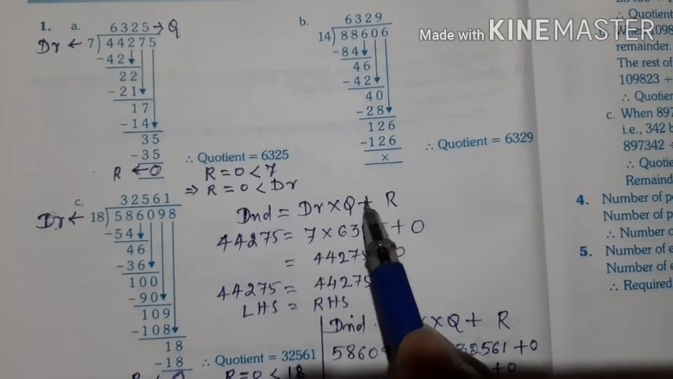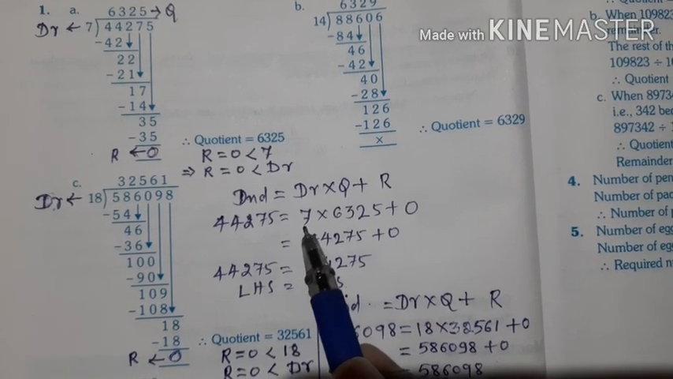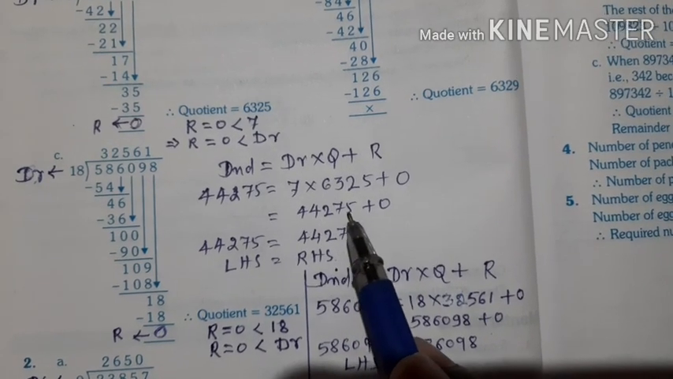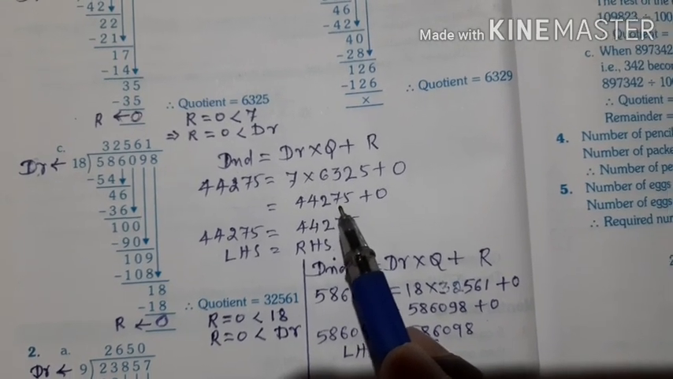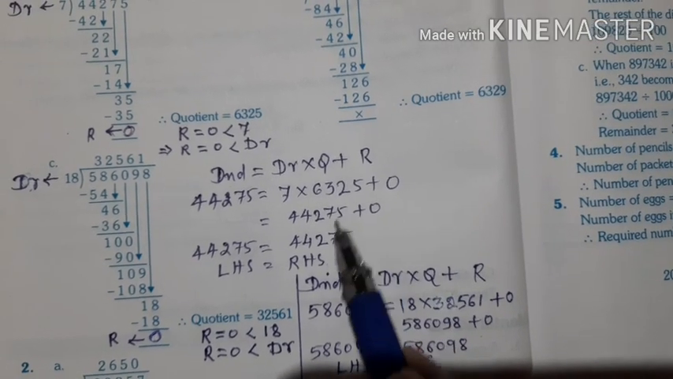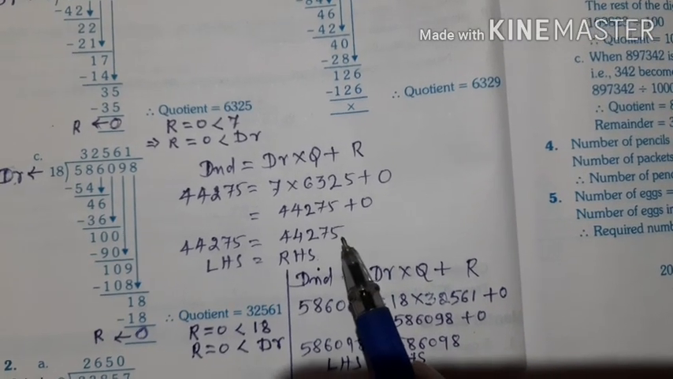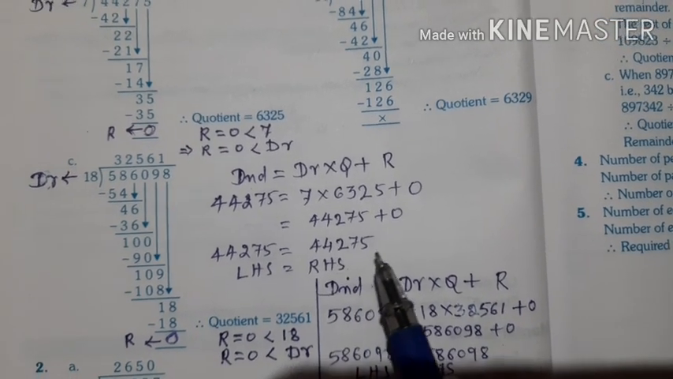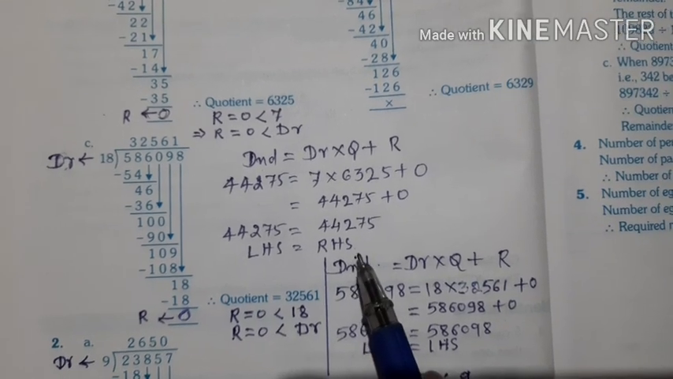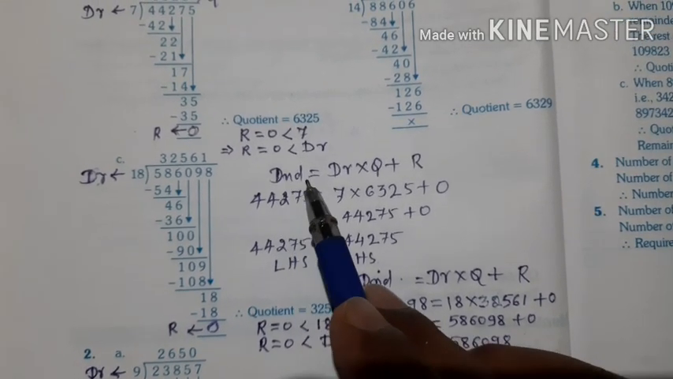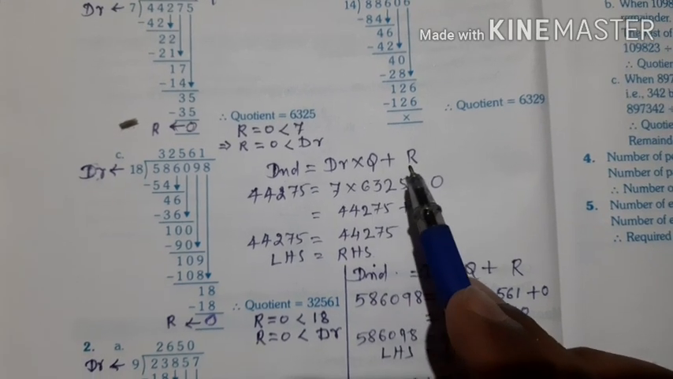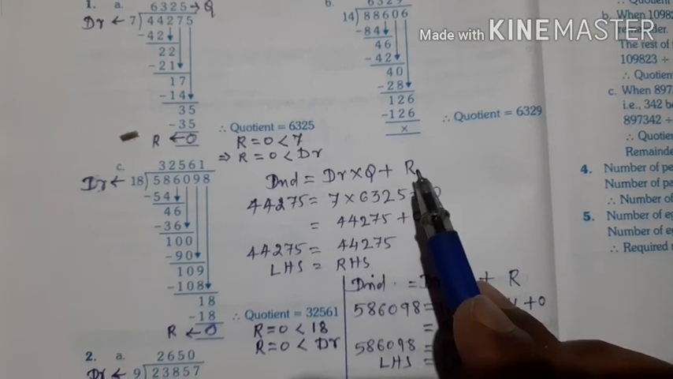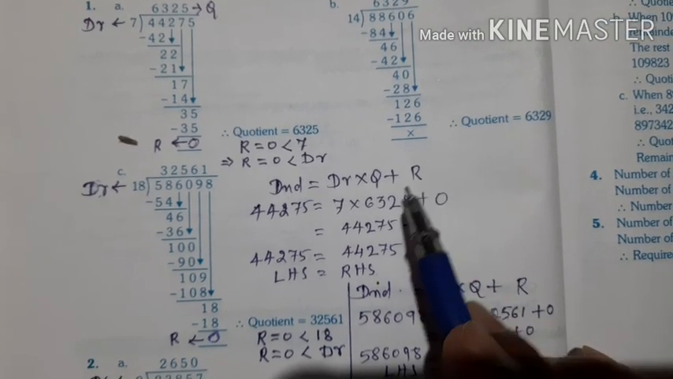Here the product of divisor and quotient means 7 into 6,325 is 44,275. 44,275 added by 0 gives 44,275 only. Therefore, children, 44,275 is equal to 44,275. Left hand side is equal to right hand side. Therefore, the dividend is equal to divisor into quotient plus remainder. Hence, the rule is verified. The rule means division lemma is verified and our division is correct.